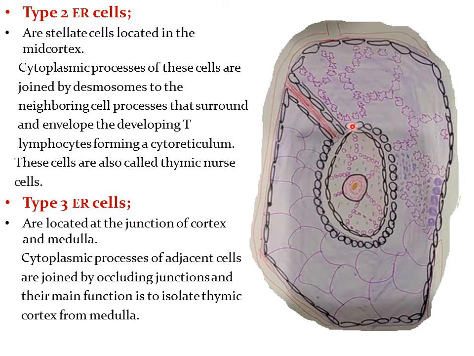These are the type 3 epithelial reticular cells, located at the junction of the cortex and medulla. This is the cortex and this is the medulla. Between them are the type 3 epithelial reticular cells, and the cytoplasmic processes of adjacent cells are joined by occluding junctions. These also have occluding junctions like type 1, and their main function is to isolate the thymic cortex from the medulla.